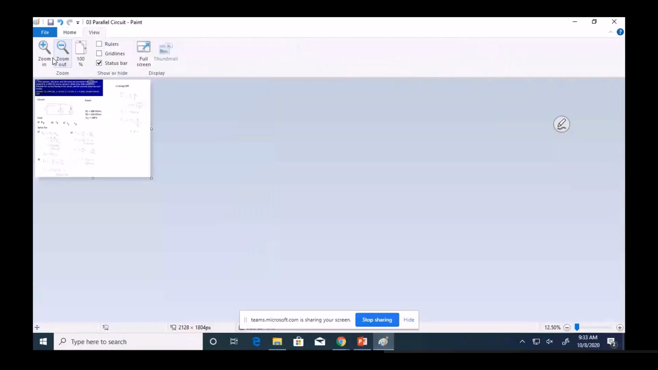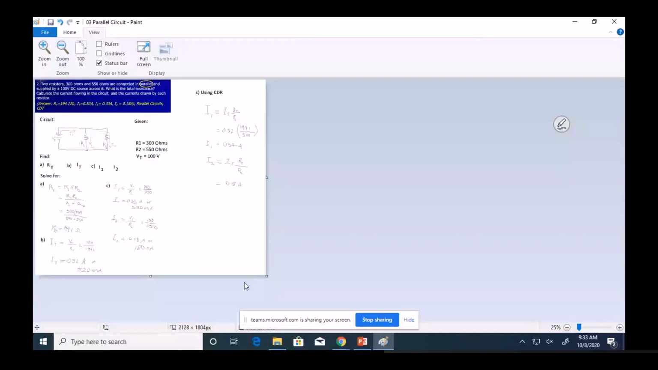Any question on this part? We solved here based on Ohm's law. We solved this based on CDR. Any question on this part? Everyone, any question? No, sir.